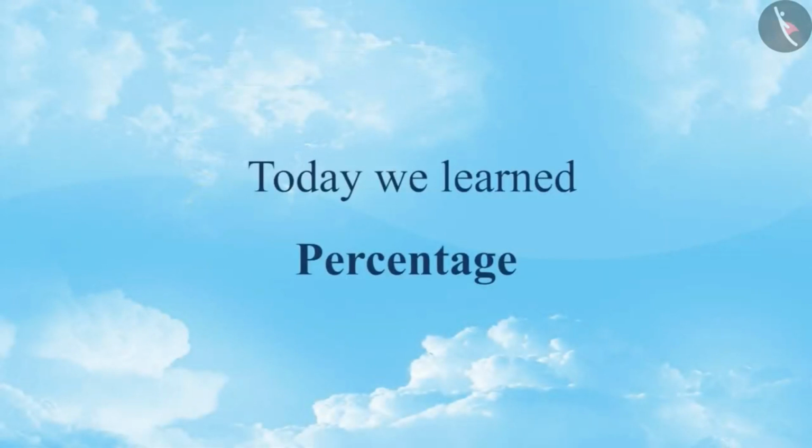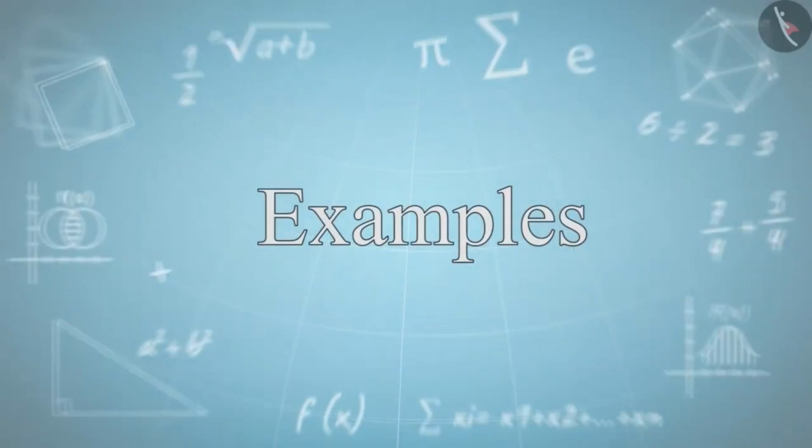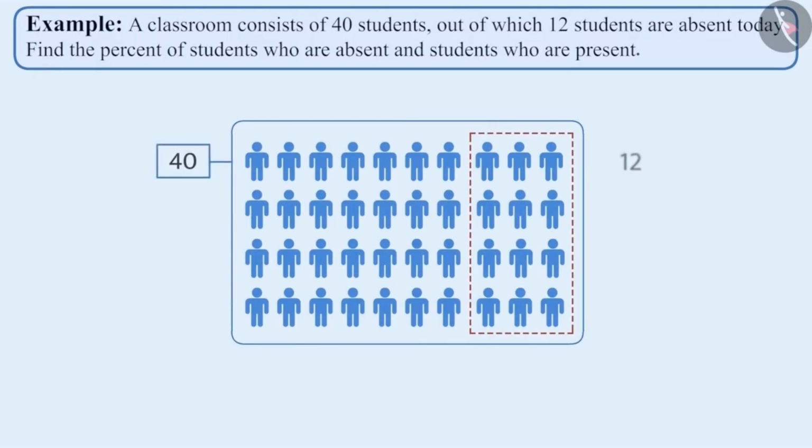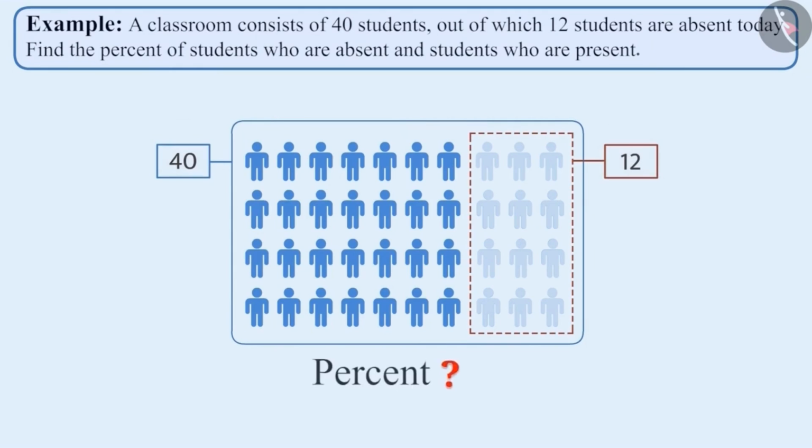Today, we learned percentage. In the next video, a classroom consists of 40 students, out of which 12 students are absent today. Find the percentage of students who are absent and students who are present.